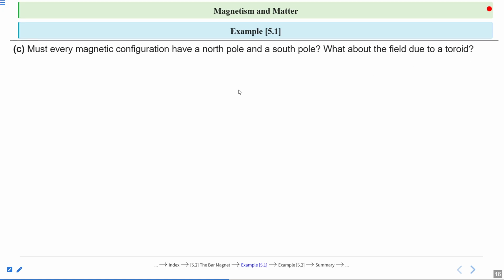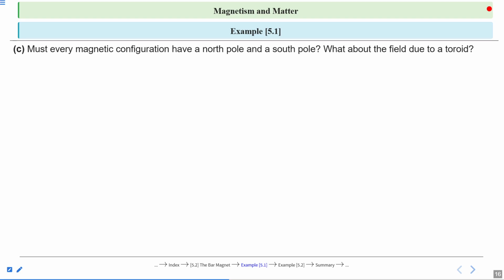Part C. Must every magnetic configuration have a north pole or a south pole? We have discussed that monopoles do not exist. But can it be that both poles do not exist? There is no north pole or south pole for a configuration.